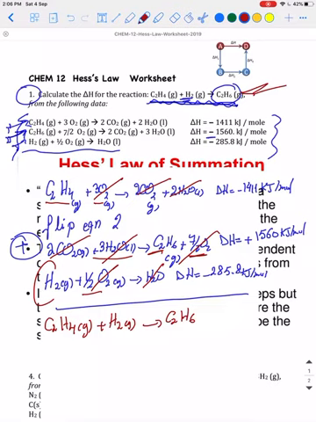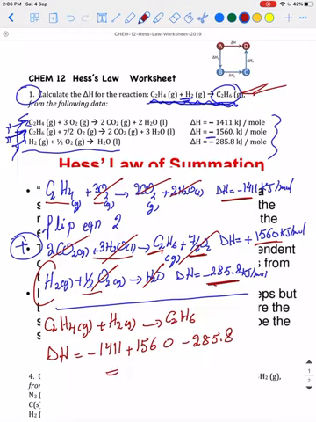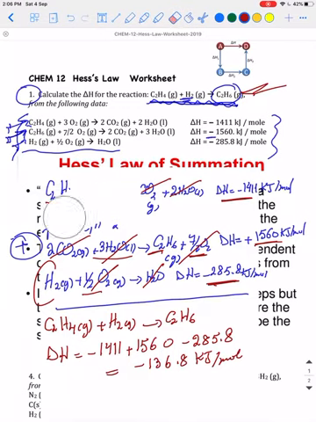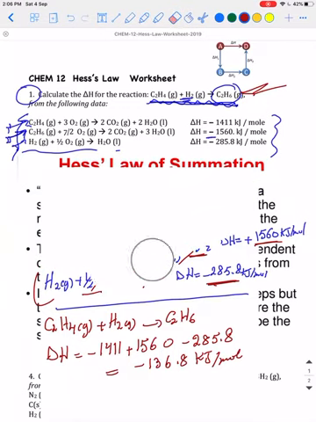C2H6. So the delta H for this reaction, according to Hess's law, is simply the summation of the enthalpies: minus 1411 plus 1560 minus 285.8, and the answer is minus 136.8 kilojoule per mole. Like this we solved number 1. Now let us move and solve number 2.